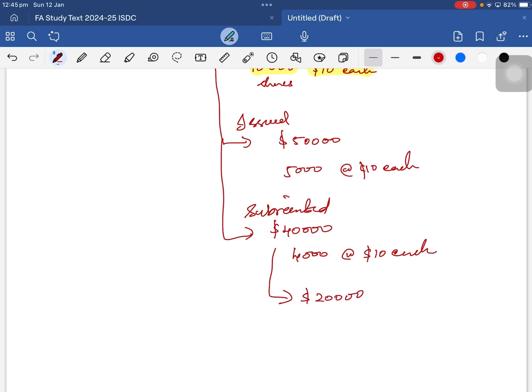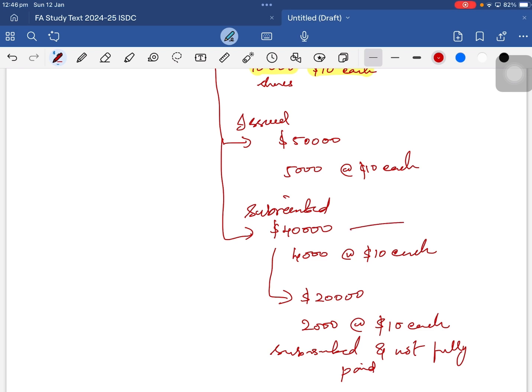Okay? And this is called subscribed and not fully paid up, because they have paid only for 2,000 at 10 each. Understood? This is subscribed and not fully paid up. Just for know-how, it is just for OTQs. If they have paid in full, then they are called subscribed and paid up. Understood?